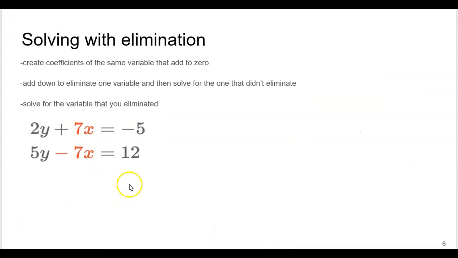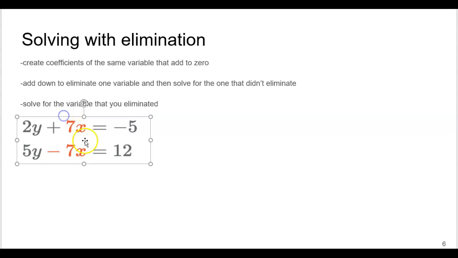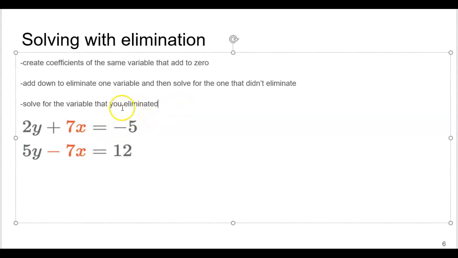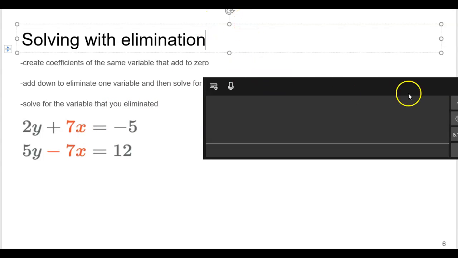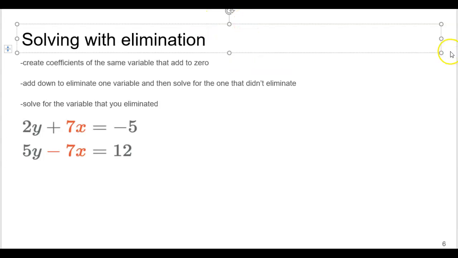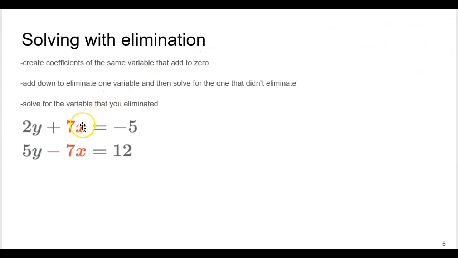Okay, next we're going to talk about solving with elimination. So we want to create our y's on top of our y's, our x's on top of our x's, and our constants on top of our constants. We want them to be so that when you add down, it adds to 0. So you want them to be the same number, but one positive, one negative.